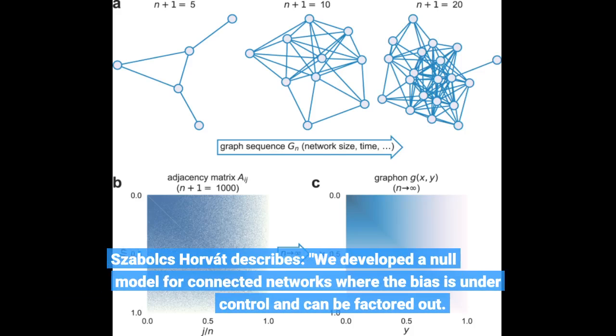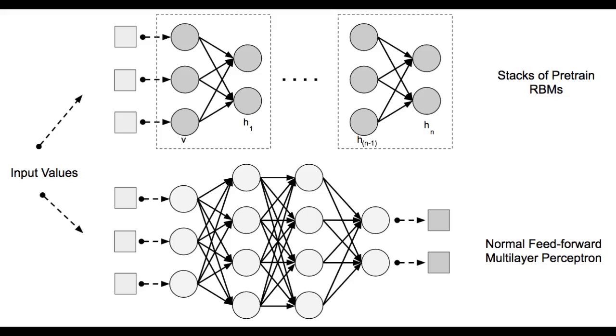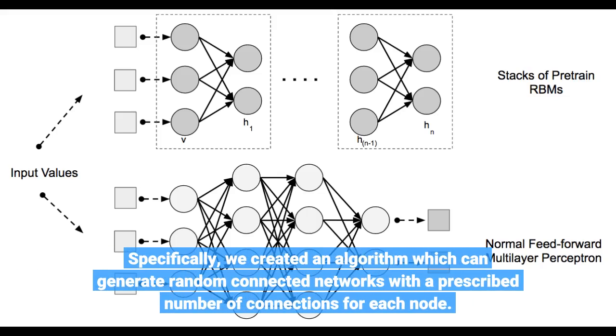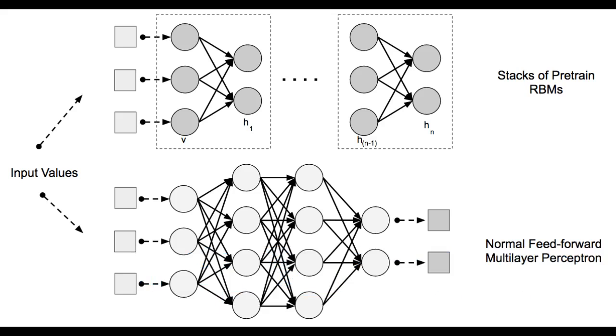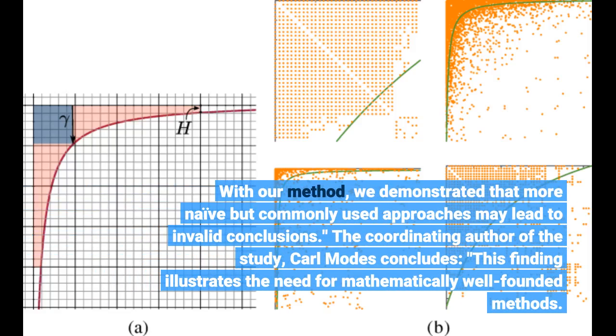Szabolcs Horvát describes, "We developed a null model for connected networks where the bias is under control and can be factored out. Specifically, we created an algorithm which can generate random connected networks with a prescribed number of connections for each node. With our method, we demonstrated that more naive but commonly used approaches may lead to invalid conclusions."